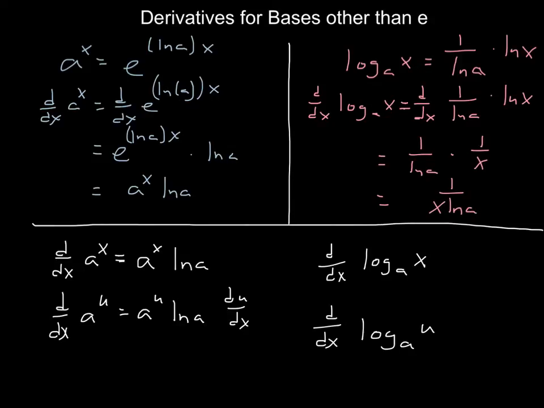So with this, I am able to say that the derivative of log base a of x is equal to 1 over x times the natural log of a. And if I take the derivative of log base a of u, it is going to be 1 over u times the natural log of a times du dx.